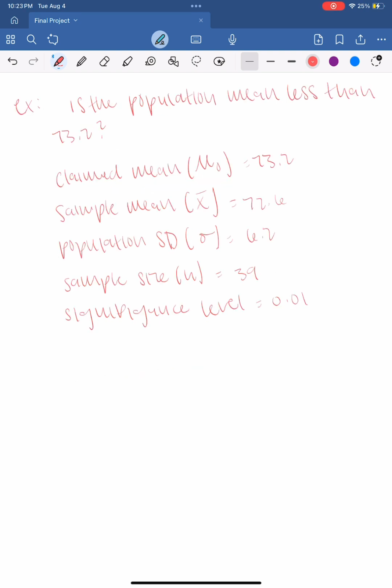Now let's look at one more example. This problem asks us to test whether the population mean is less than 73.2. We're given a sample mean of 72.6, a population standard deviation of 6.2, a sample size of 39, and a significance level of 0.01. Since the population standard deviation is known, we'll use a one-sample z-test. Even though it's a z-test instead of a t-test, we'll follow the exact same hypothesis testing steps.